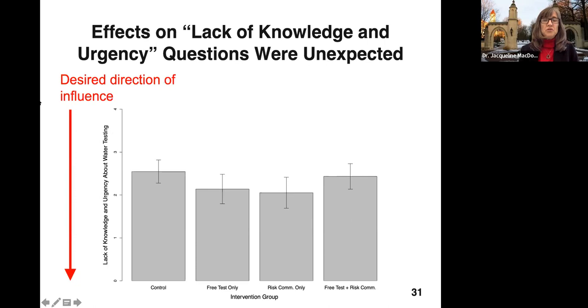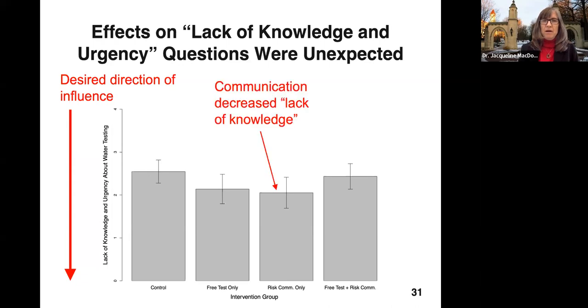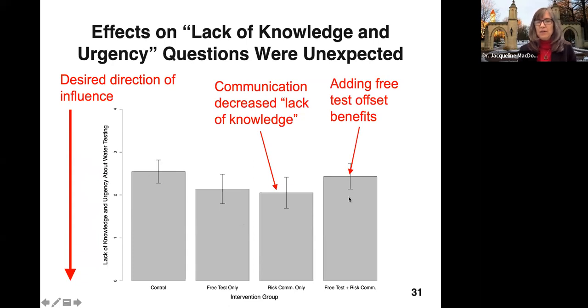So what we want to do ideally is for the risk communication to make these scores lower. We want them to be lower than in the control group. So the lower these scores are, the better. What was interesting is that the risk communication alone did have the intended effect. It did decrease this feeling that folks didn't know how to get a water test. And it did increase the sense of urgency. But then when you added in the free test, it seemed to offset these benefits. But again, it was these 2 things together that were needed to actually induce people to get a test. So we don't really know why that is.